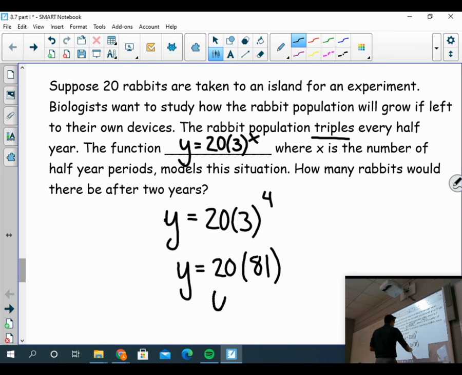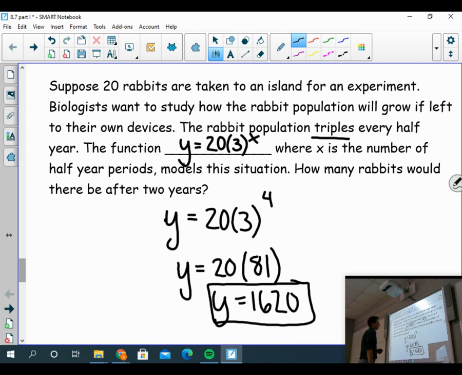81 times 20 and we get 1,620 rabbits, okay? That's how many rabbits there would be if the rabbit population tripled every half year for 2 years. And we started with 20.